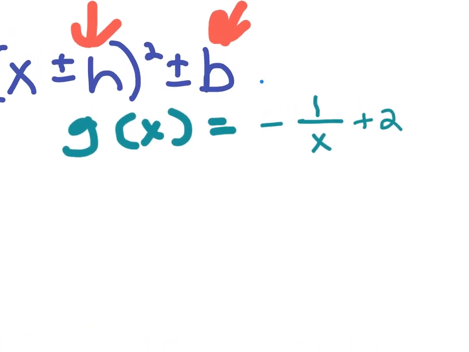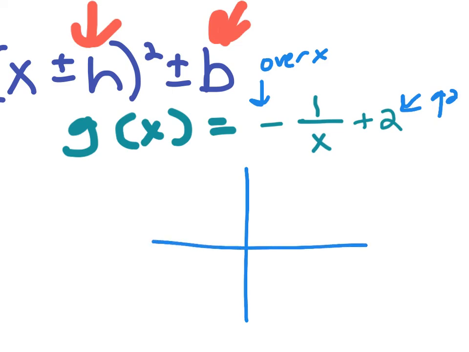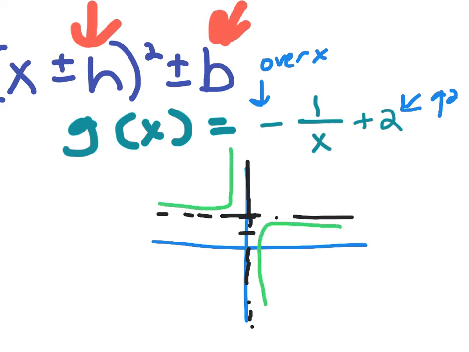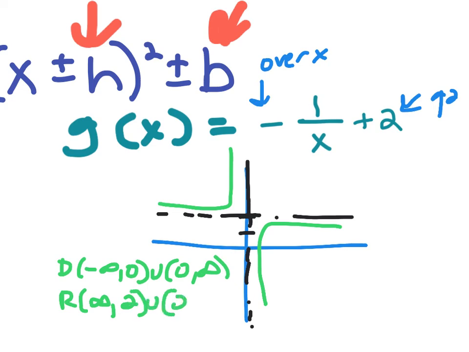In this example, this is your flip, right? This is over the x or upside down, and this is up 2. So my normal graph with 0, 0 is getting shifted up 2 places. That's where my horizontal and my vertical asymptotes are. And instead of it being here and here, it's upside down, so it's here and here. So domain left to right, negative infinity to 0, and 0 to positive infinity. Range bottom to top, negative infinity to 2, and 2 to positive infinity.